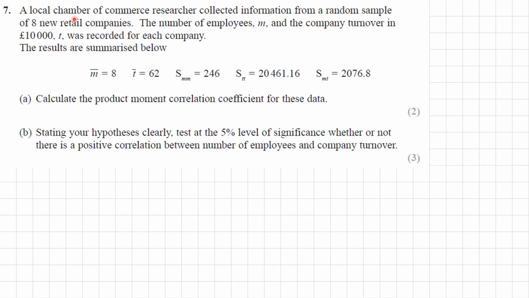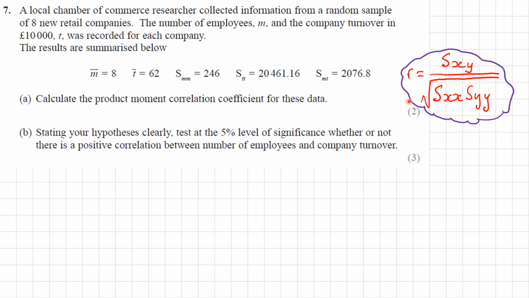Question 7. A local Chamber of Commerce researcher collected information from a random sample of 8 new retail companies. The number of employees, M, and the company turnover in 10,000s of pounds, T, was recorded for each company. The results are summarized below. So the mean of M is 8, the mean of T is 62. We've got the summary statistics SMM 246, STT 20,416.16 and SMT 2076.8. Part A, calculate the product moment correlation coefficient for these data.